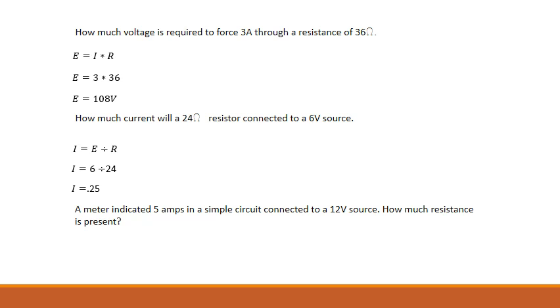Next question, a meter indicated 5 amps in a simple circuit connected to a 12 volt source. How much resistance is present? So we want to know the resistance, so we put R on the left side of the equation, and E divided by I, or voltage divided by current, on the right side. So we plug just the numbers in, voltage divided by the current, 12 divided by 5 equals 2.4. That is your resistance in ohms.